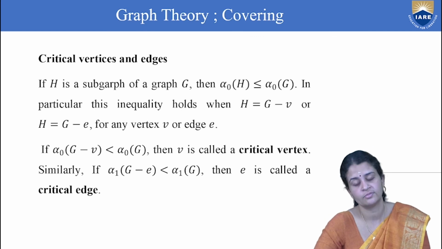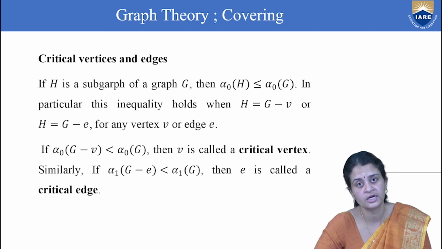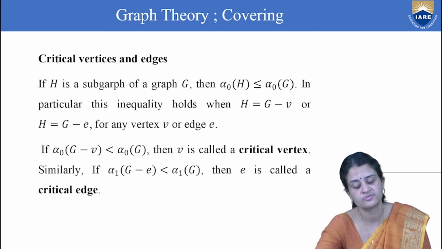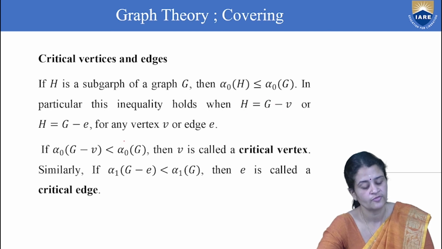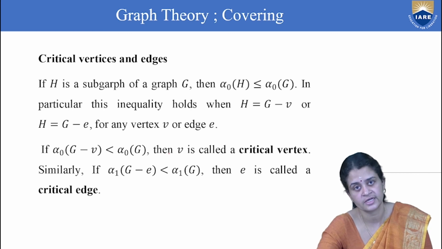Before going to the next session, we will see what critical vertices and edges are. If H is a subgraph of a given graph G, then alpha naught of H is less than or equal to alpha naught of G. In particular, this holds when H equals G minus v or H equals G minus e. So for every vertex v, if alpha naught of G minus v is less than alpha naught of G, then v is called a critical vertex.